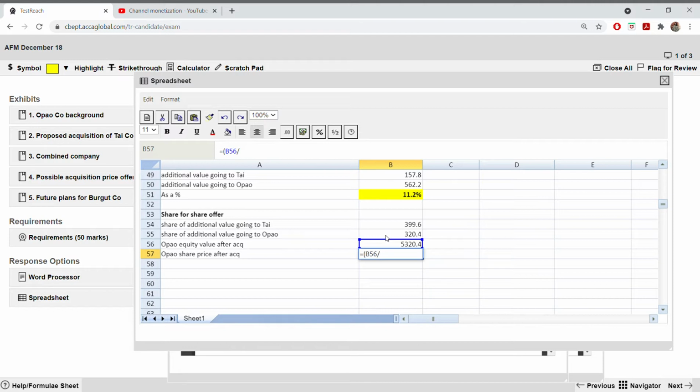We don't know the number of shares after acquisition. So you just divide by 2000 to find the share price, which will be 2.6602. You can take 2 decimal places if you want to round it. If you round it to 2 decimal places, then it will be 2.66.